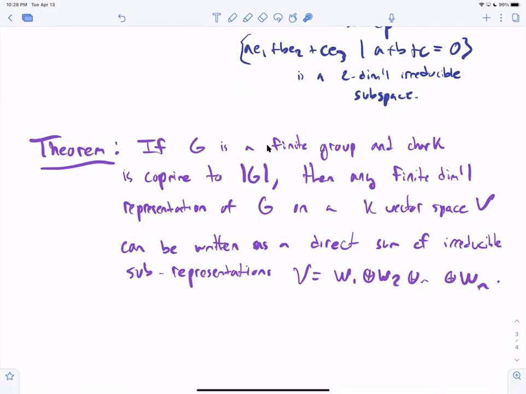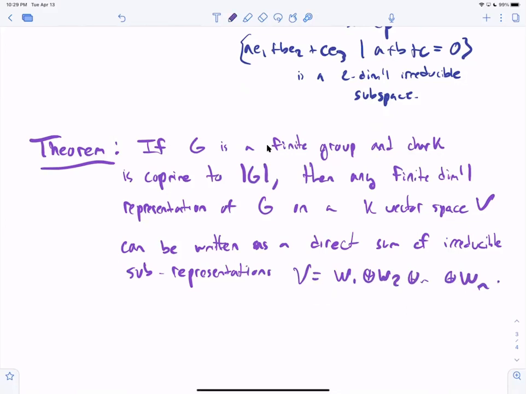There are isomorphism classes of irreducible representations, and the multiplicity with which an isomorphism class appears is unique. I mean, the way you break it up is not completely unique if you have something appearing with multiplicity greater than 1, but anyway, it's unique in some sense, this decomposition.